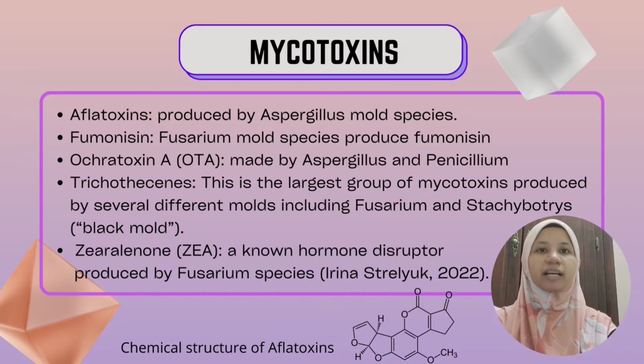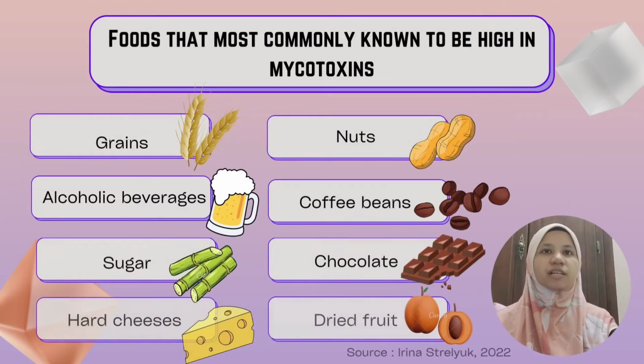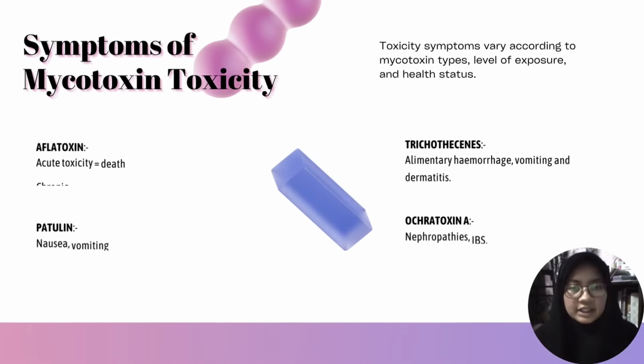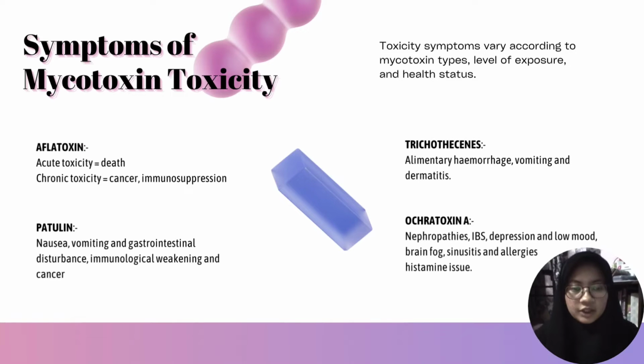of Fusarium fungi. Foods most commonly known to be high in mycotoxins include grains, including corn, wheat, barley, and rye, alcoholic beverages, nuts, including peanuts, pistachio, and Brazil nuts, sugar, sugarcane and sugar beets, hard cheeses, coffee beans, chocolate, and dried fruit. Next, I'm going to explain the symptoms of mycotoxin toxicity.